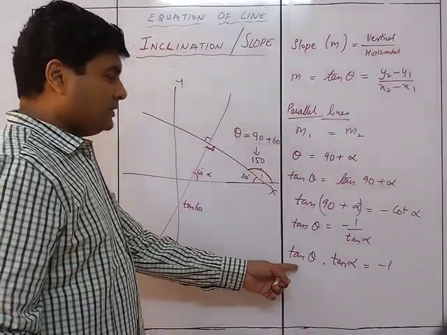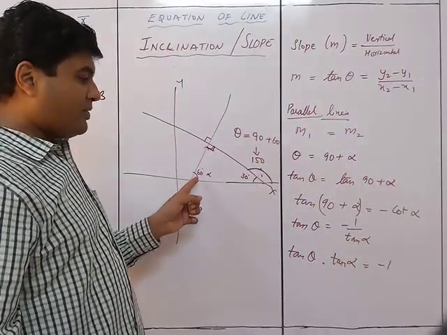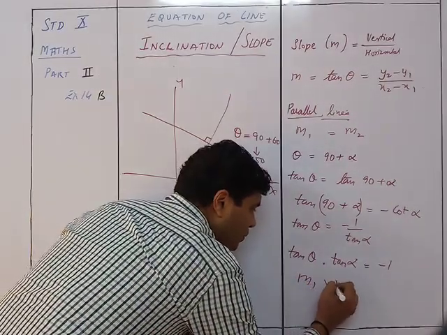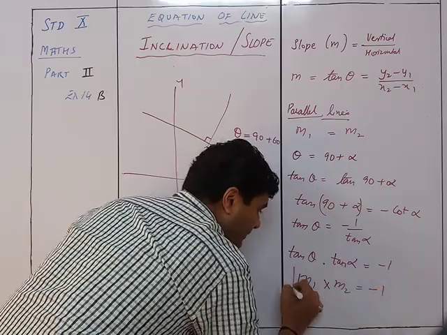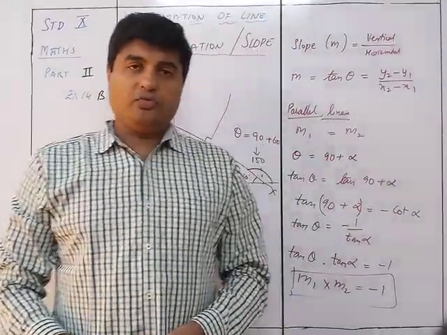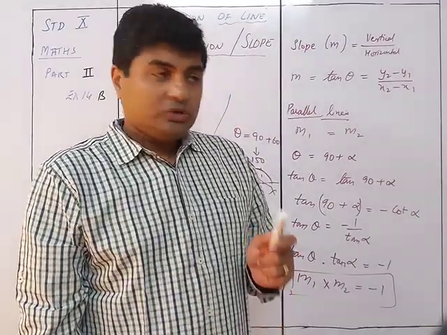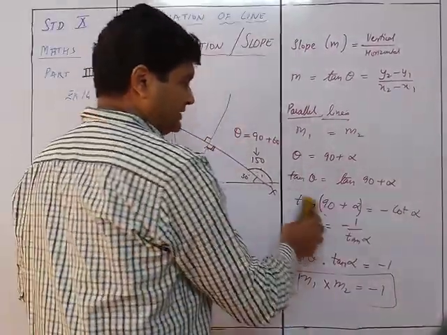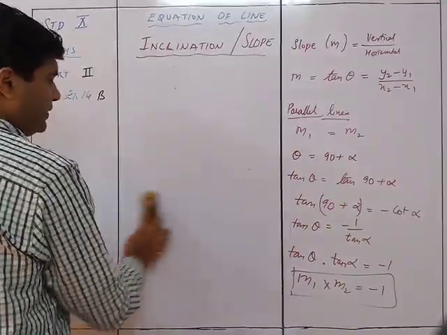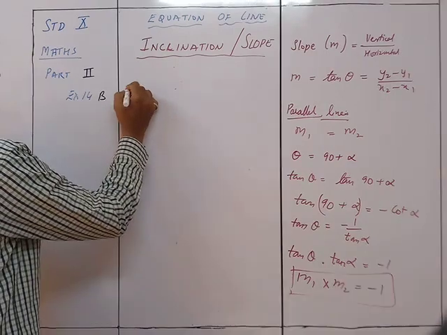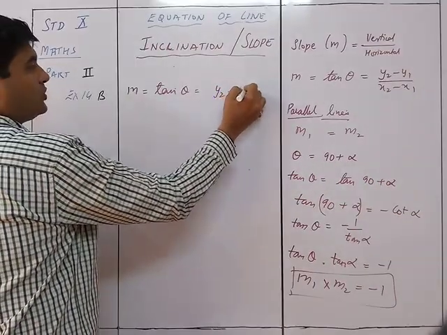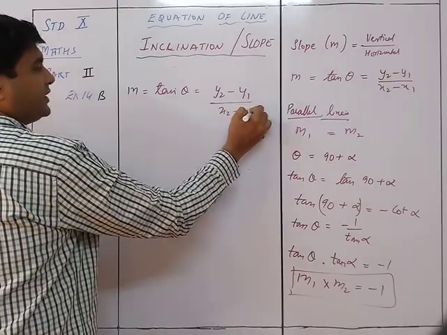What is tan theta? That is slope 2. What is tan alpha? Slope 1. So that's why we get m1 into m2 is equal to minus 1. This is an important result. So what is the formula here? I'll just retain this and write the important formulas of this particular part. First one, m is equal to tan theta is equal to y2 minus y1 upon x2 minus x1.